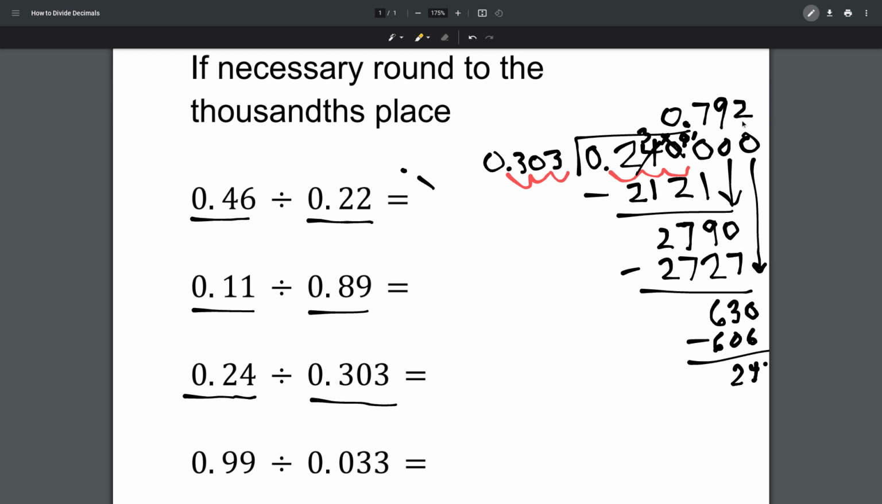So we're going to keep the 2 as is because it's less than 5 after the thousandths place. So our solution is going to be 0.792 for that last one. Hopefully that was helpful for that one. Take a snapshot of it because I'm going to erase all this stuff and we'll move to the next one.